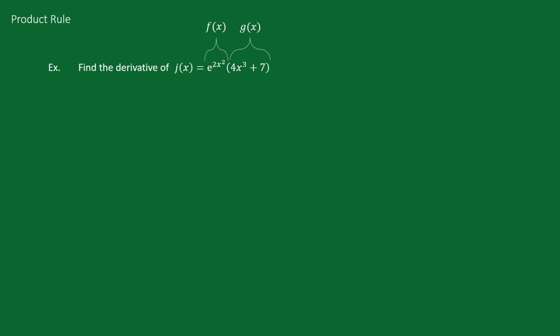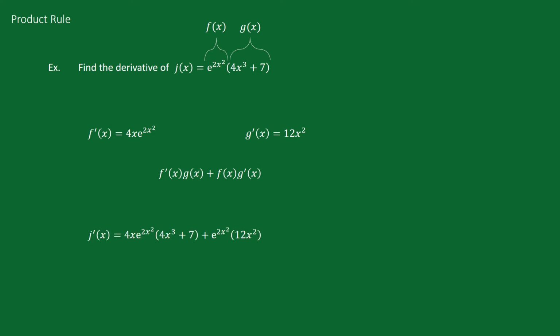So according to our exponential rules, our f prime of x is going to be 4x times e to the 2x squared, and by power rule, our g prime of x is going to be 12x squared. So putting it all together, we get f prime of x, which is 4x times e to the 2x squared, times our g of x, which is 4x to the third plus 7, plus our f of x, which is e to the 2x squared, times g prime of x, which is 12x squared. And that would be our answer.